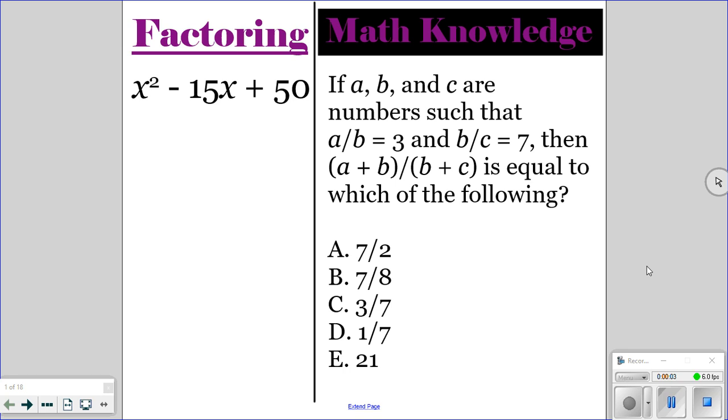All right, so y'all go ahead and do the factoring and the math knowledge question for today. Pause the video, and then once everyone is finished, you can unpause the video and I'll go over the correct answers. So for the factoring, you're going to have x minus 5 times x minus 10.